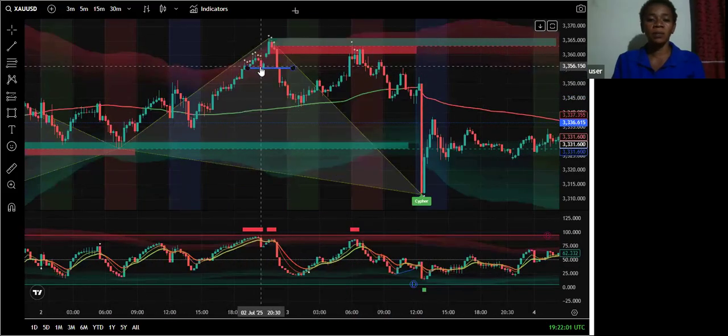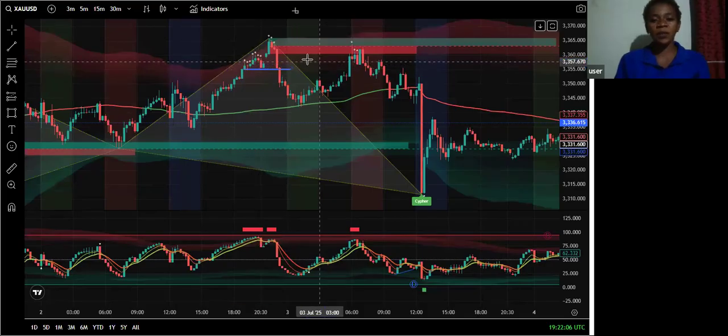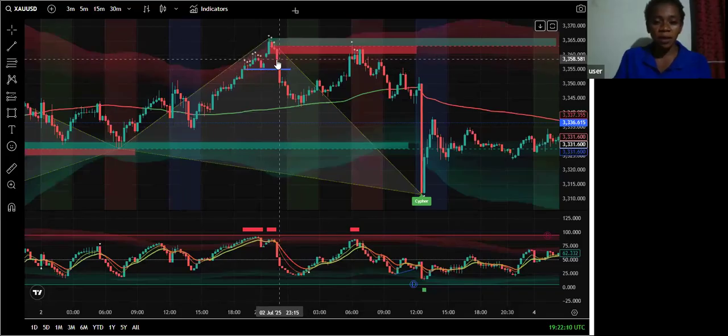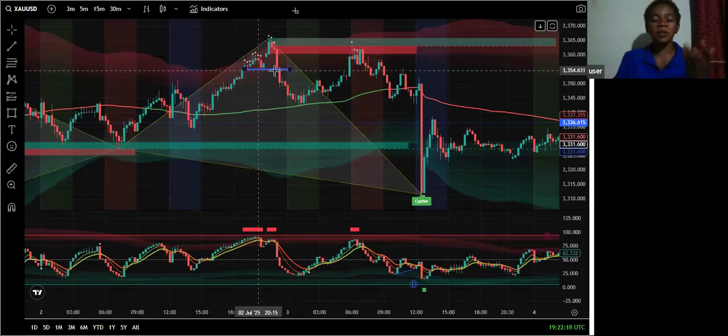We can see the market actually swept liquidity. So these are the confirmations of other blocks. There must be an imbalance, or you can as well call it FVG, fair value gap, and it must sweep liquidity, and there must be a break of structure. Everything is complete here, and that is why the market respected the zone.